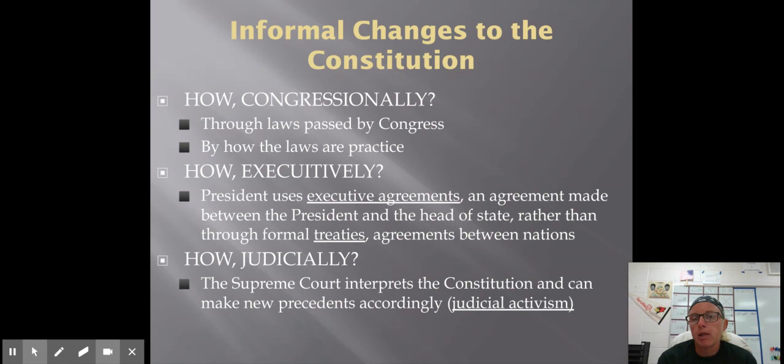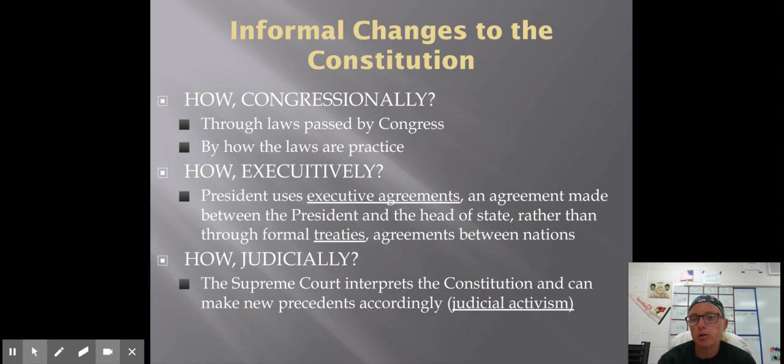How can the president do it? The president can make executive agreements with other nations or treaties. There's nothing in the Constitution, there's not an amendment that says the president can't do this. So he can just kind of work around what he's told he can do by making these things called executive agreements, which is kind of like a treaty, but Congress doesn't approve it.